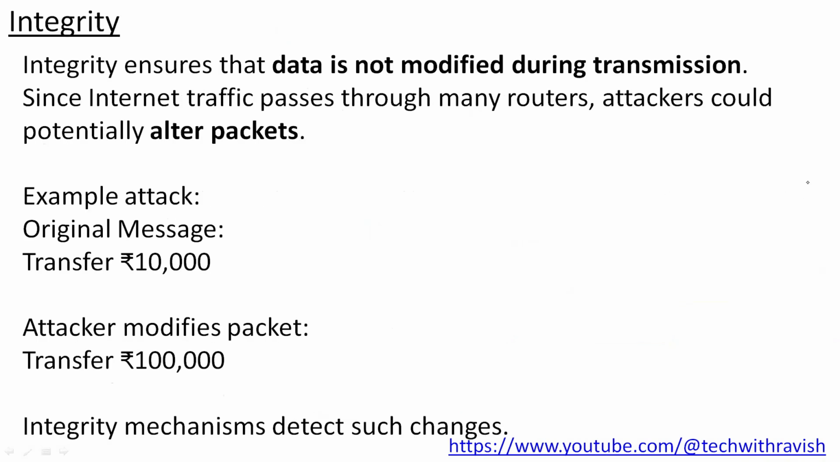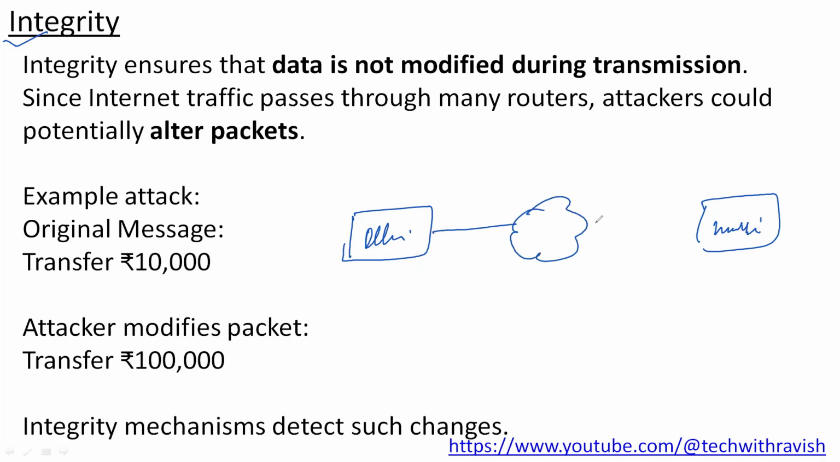Second is integrity. The integrity shows that the data is not modified during transmission. It means if you are forwarding the data from your source location, like the Delhi office, to Mumbai, with the help of what? VPN. You are forwarding it through my VPN tunnel. So the data cannot be modified.